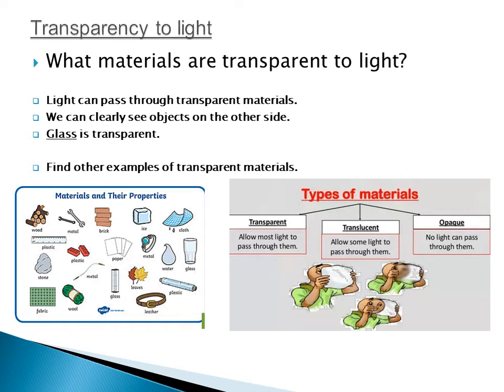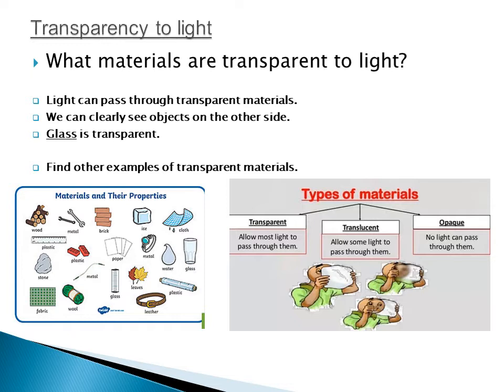The first property that we'll study in this lesson is transparency to light. That means light can pass through these materials. They are transparent and we can clearly see objects on the other side. One very good example is glass. But besides glass, there are many other materials which are transparent.